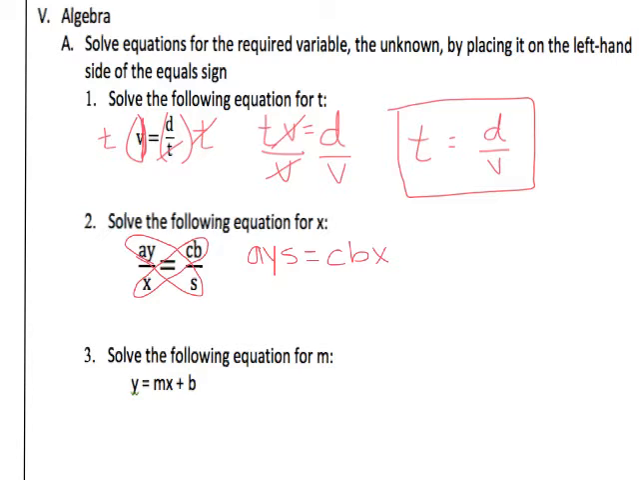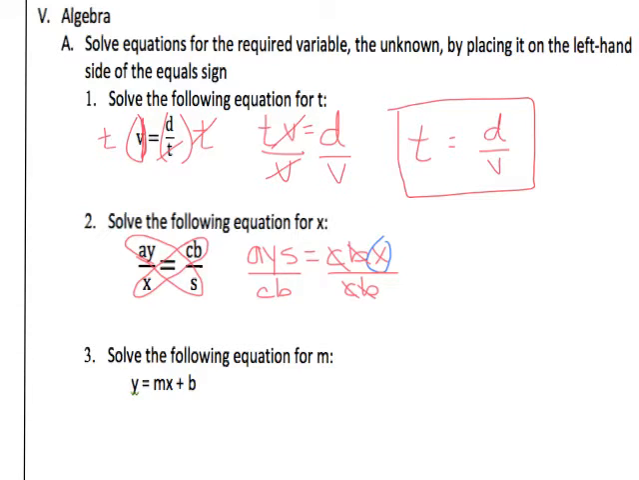And since we're looking for x, I want to divide by everything that's not x so I can get it by itself. So just like we did before when we divided by v on both sides, we're going to divide by everything that's not x. And you can do that in one step. You don't have to divide by c and then also divide by b. You can do it all together. So it's going to cancel out, and we're left with a y times s divided by c b, and that's equal to x.